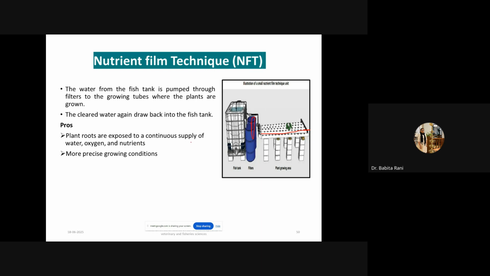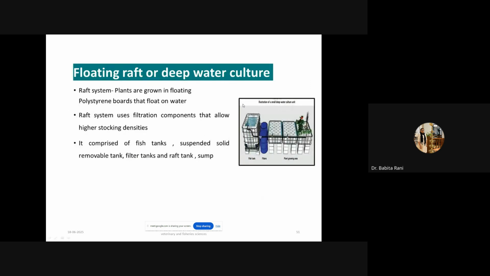So plant roots are exposed to a continuous supply of water, oxygen, and nutrients. More precise growing conditions can be provided. In this floating raft, we already saw this type of thermocol layers will be produced. Thermocol will have small holes, and the plants will be inside those.